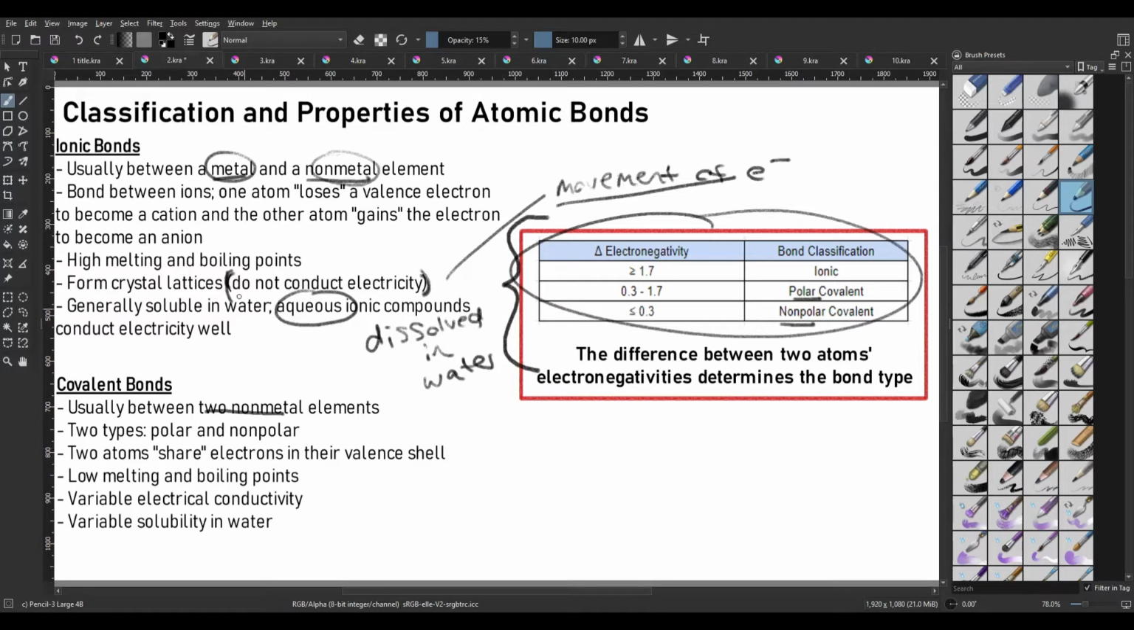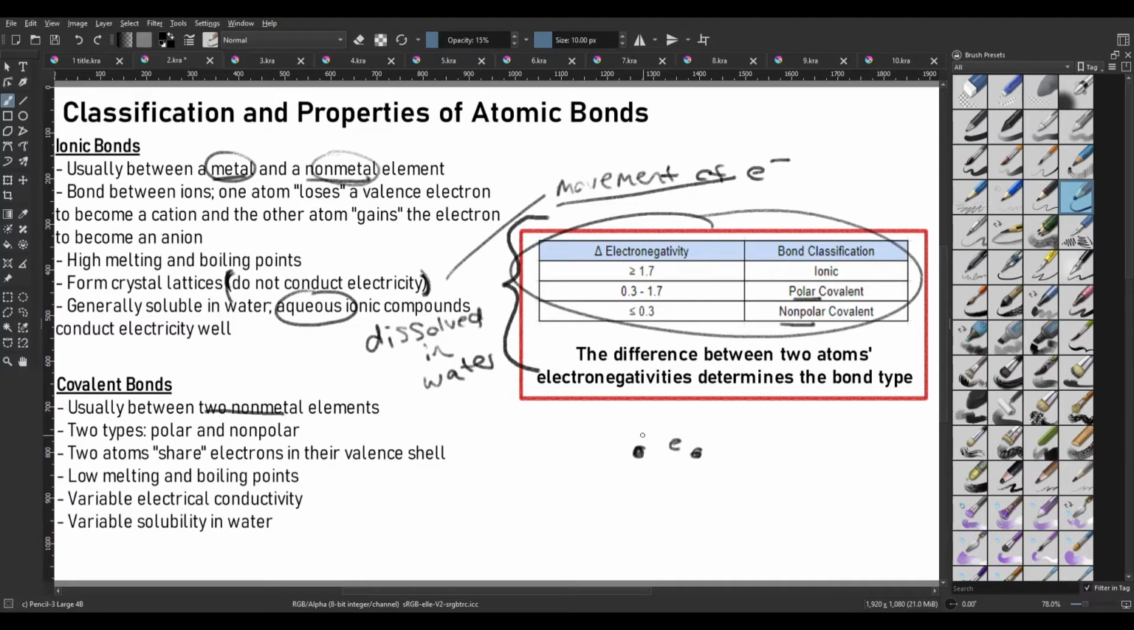And because the lattice is not as rigid as the lattice up here with the ionic bonds, covalent compounds are not going to have very high melting points. They're going to have pretty low melting points and low boiling points. And they're going to have some electrical conductivity, because remember, the electron maybe is shared between two atoms here.